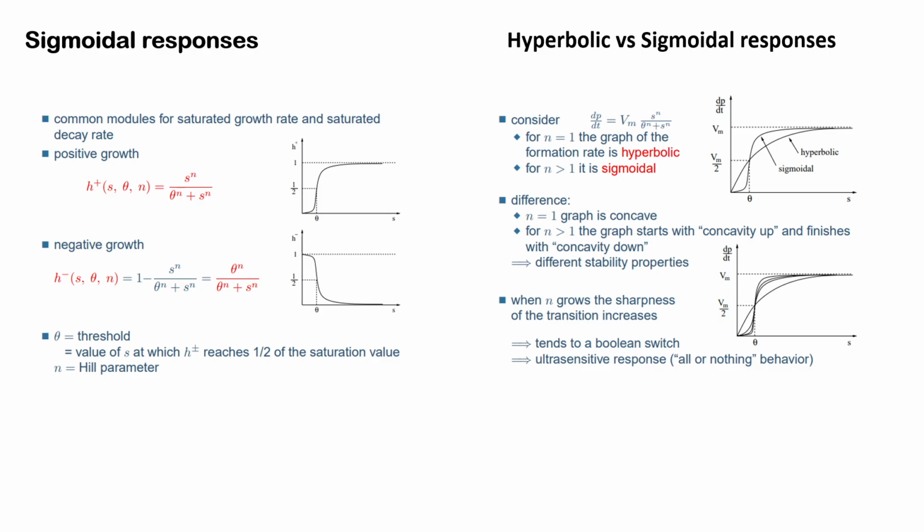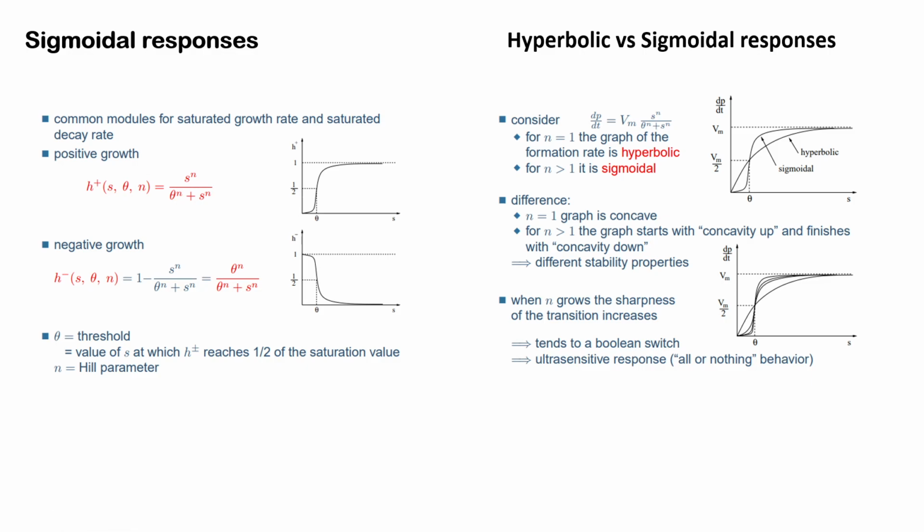Now, what is the difference? For n equal to 1, the graph is concave. I hope everyone knows what concave is. And when you increase n to more than 1, the curve moves towards more concavity from both sides of this half value. So this will be pushed here and this will be pushed down. So you have this graph. The graph starts with concavity up and finishes with concavity down, and you have different stability properties.